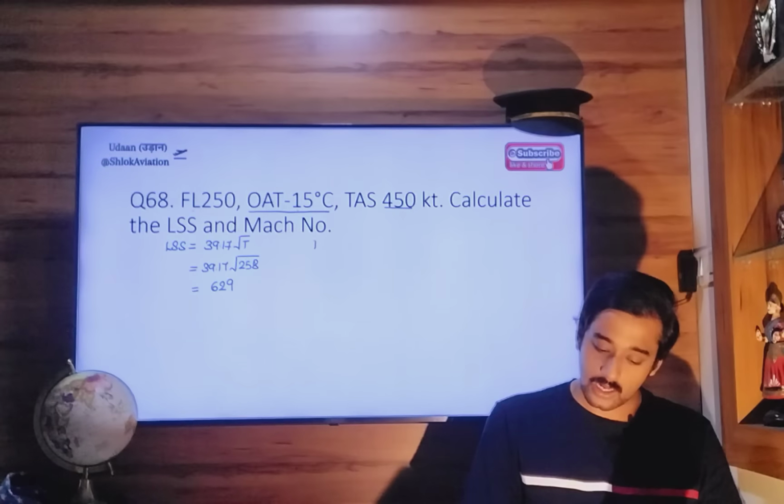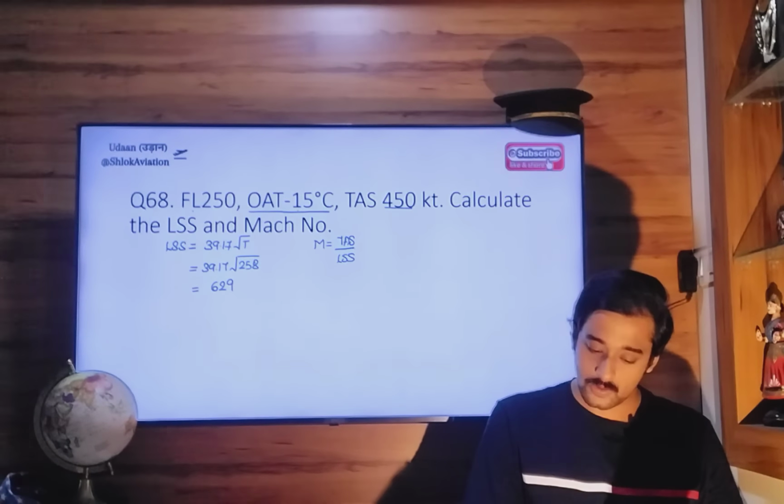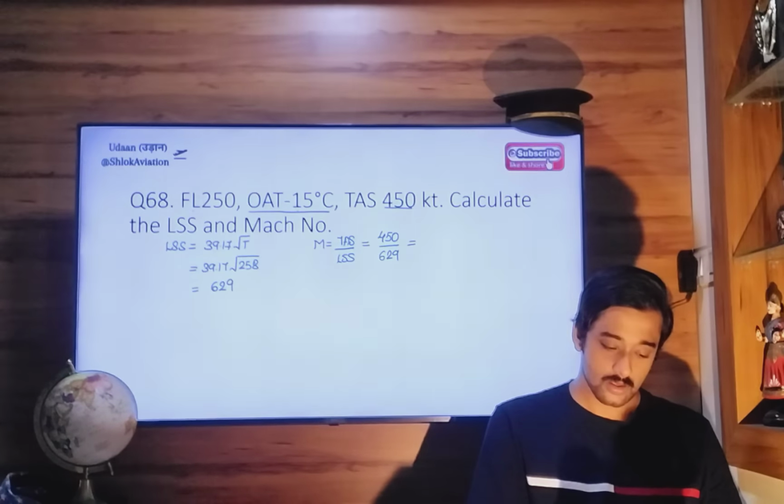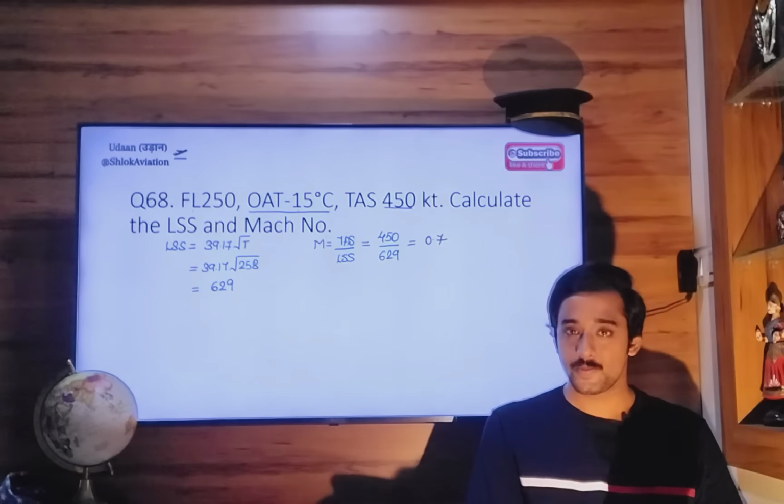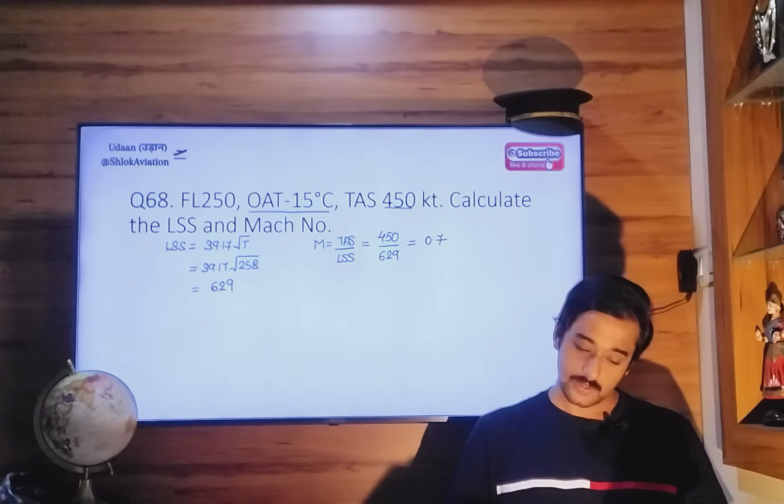Now calculate Mach number, which is true airspeed divided by local speed of sound. So 450 divided by 629 is equal to 0.7. Simple. Next.